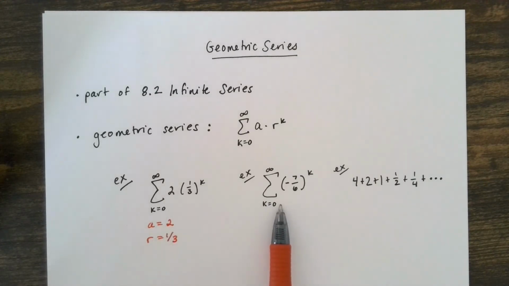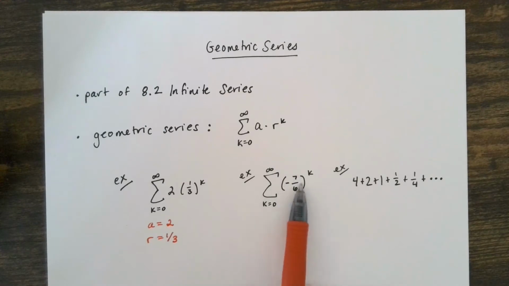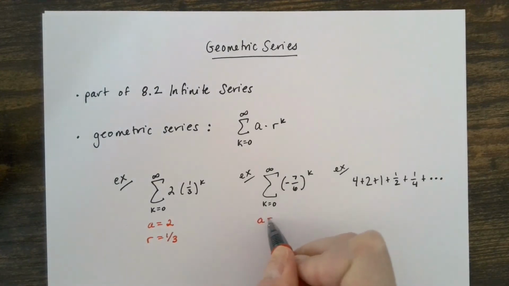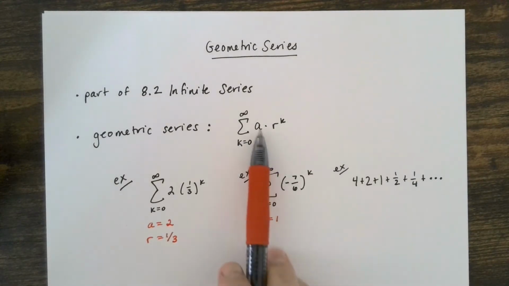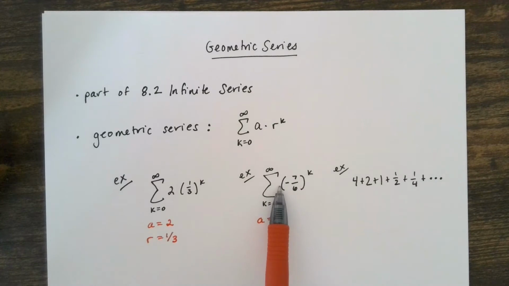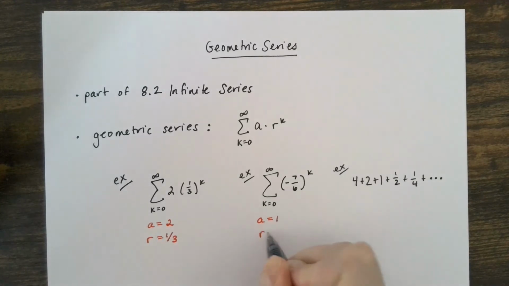This second example here is also a geometric series. It's a little bit weirder, but it still counts. Here, it's -7/6 being raised to the k power. So my a is actually just 1, like there is no multiple stated outside of the exponent part. So I'll say the a is 1, and then the r is this whole piece here, this -7/6, because that's the number being raised to these exponents.